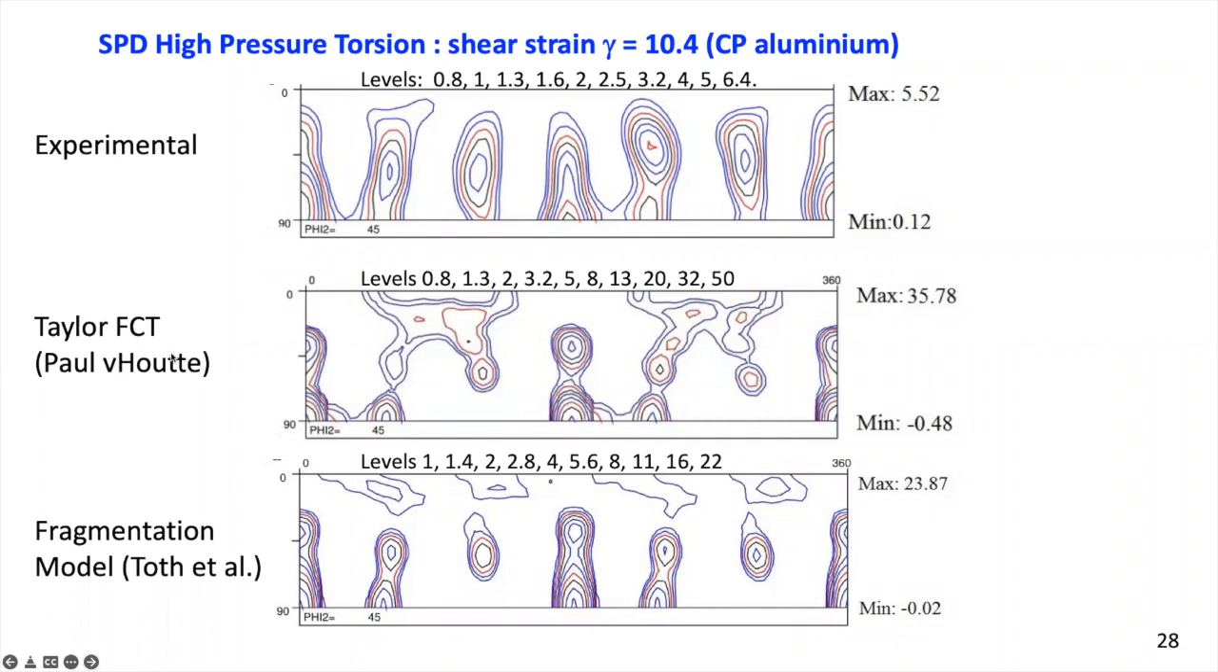These models are not suited to reproduce such large strains, precisely because they cannot reproduce the fragmentation behavior. And this is the fragmentation model of Todt and co-workers. And you see that although it's not perfect, it definitely produces better results than the full constraint Taylor model.